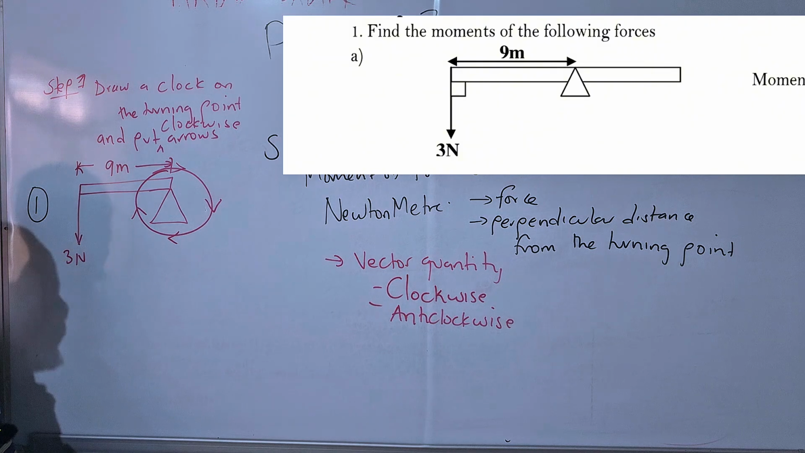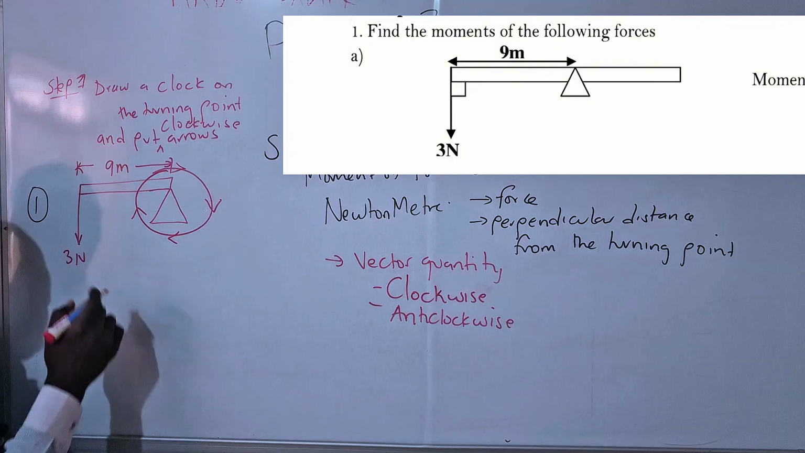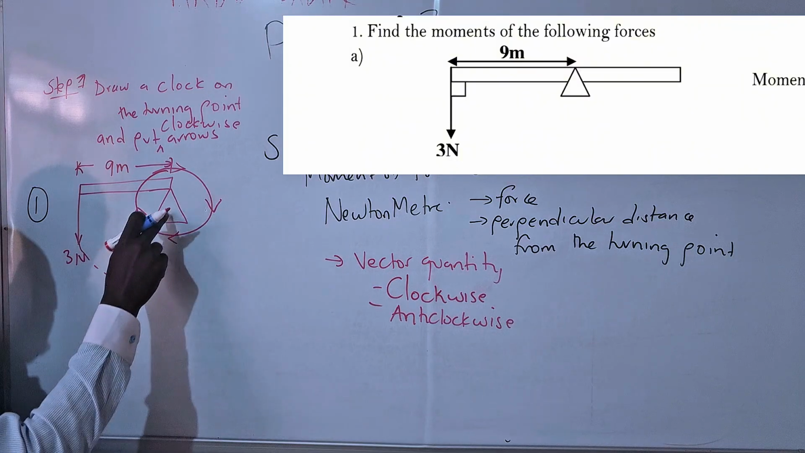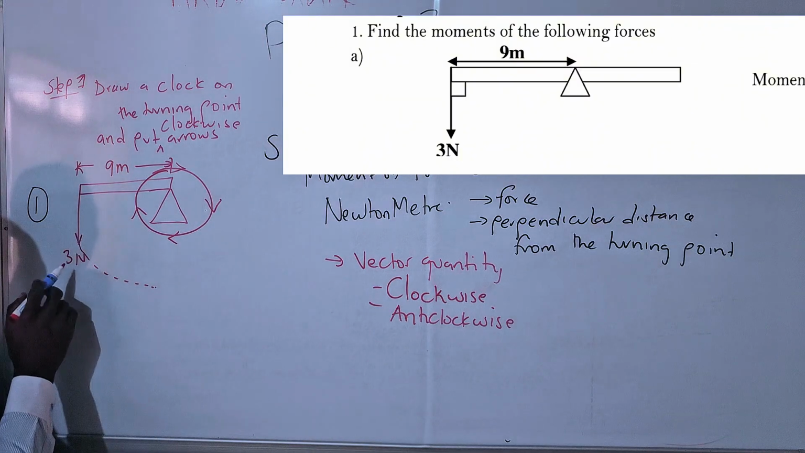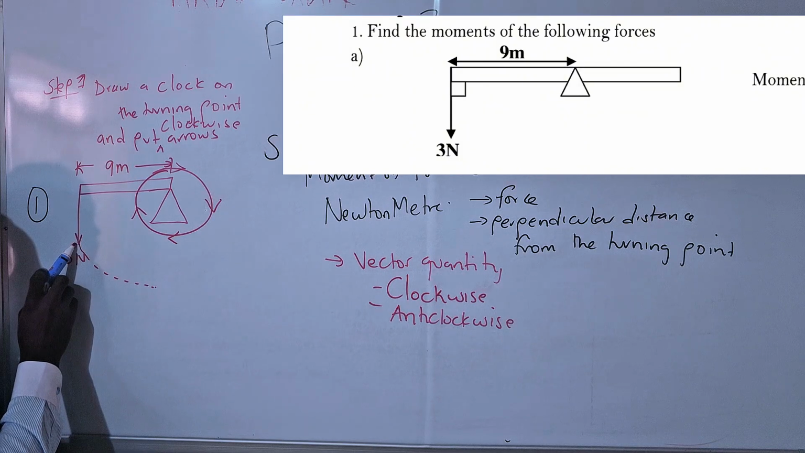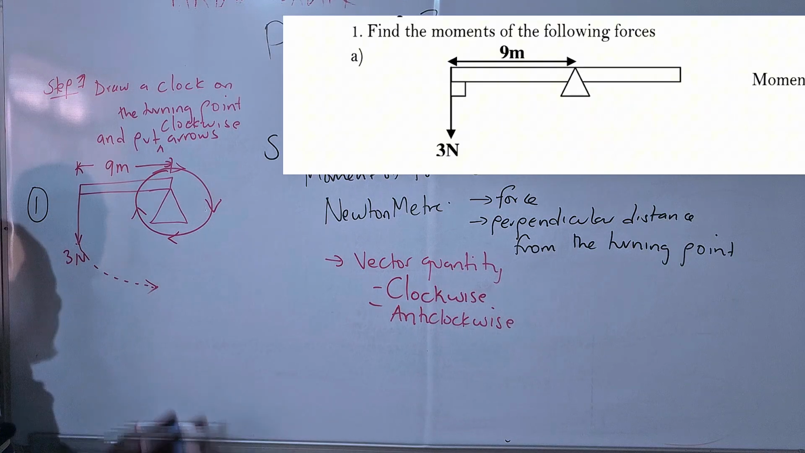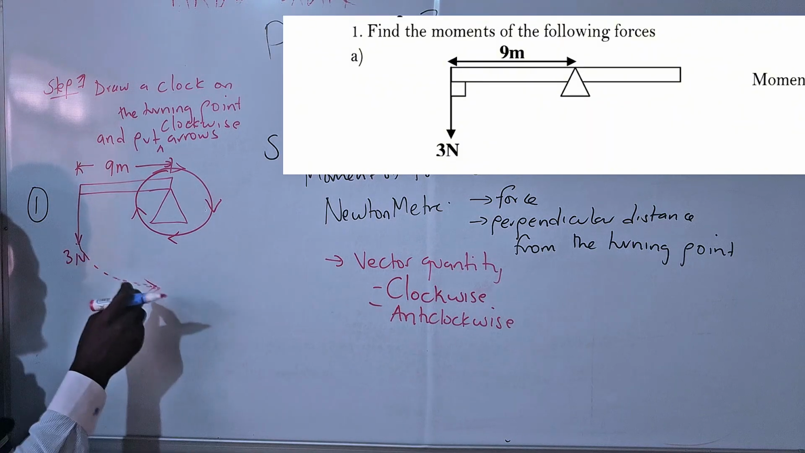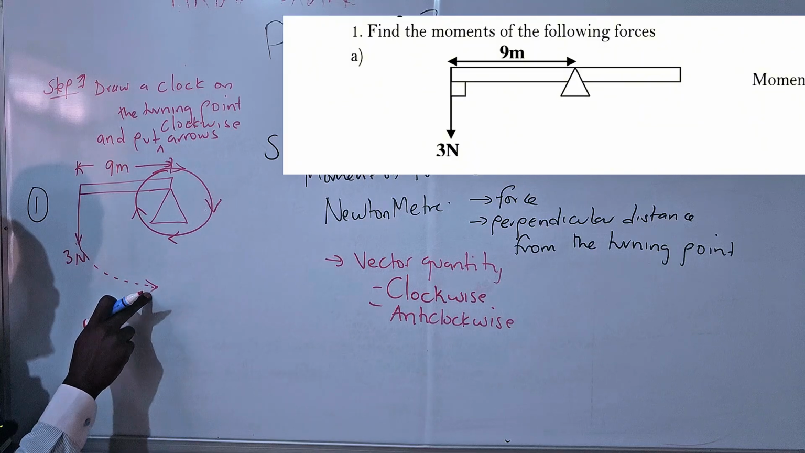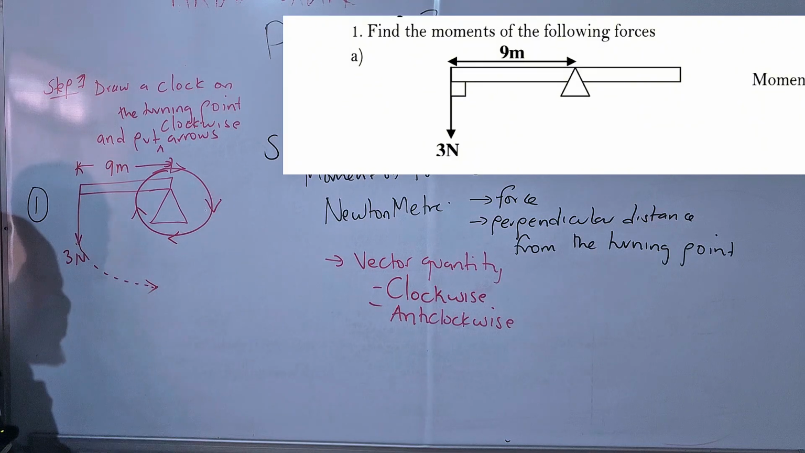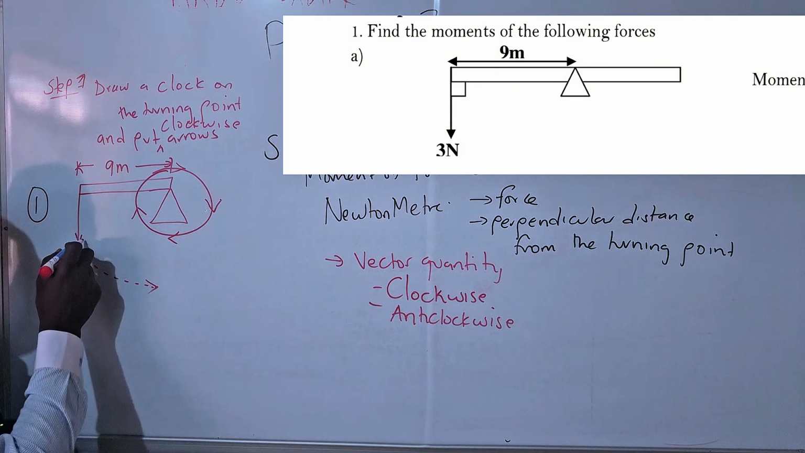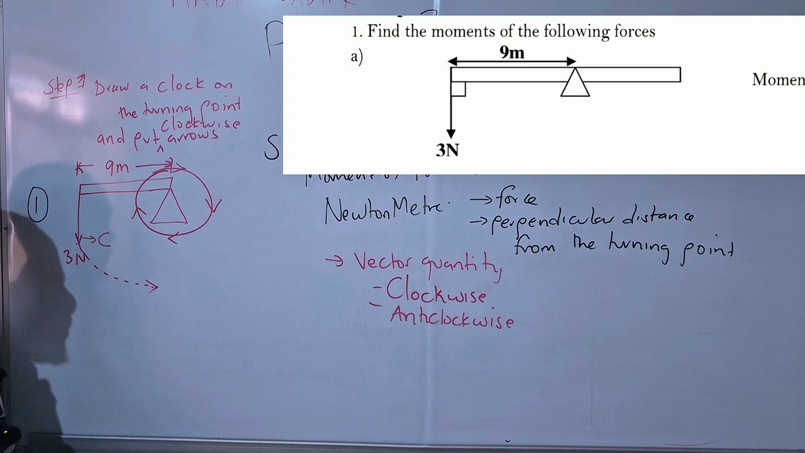Then the next step is to bend the force towards the turning point. So I'm going to bend this force towards my turning point. And then I'm going to put an arrow similar to the arrow on the force. That is step 2. Bend your force, put an arrow similar to the force. And now compare. Are they in the same direction? No. If they are not in the same direction, then this one becomes a clockwise force. Label it as C.